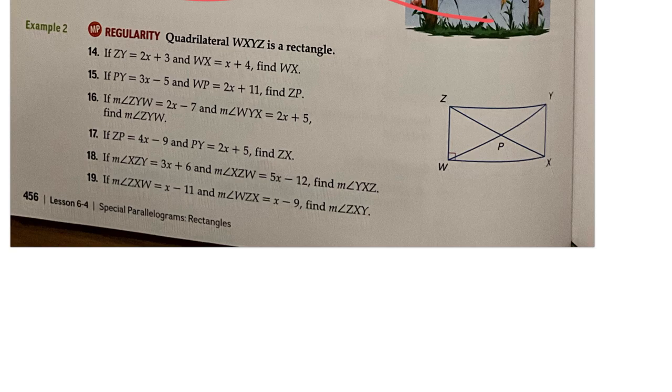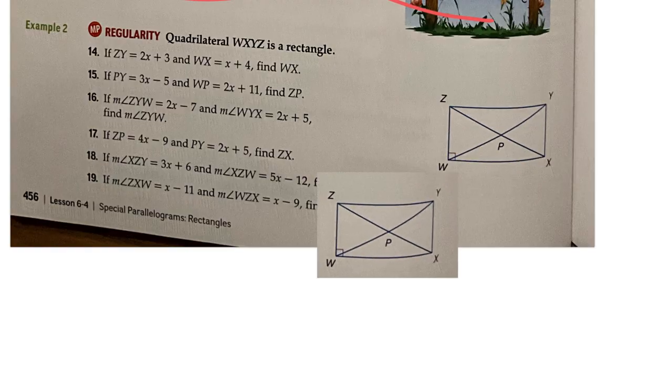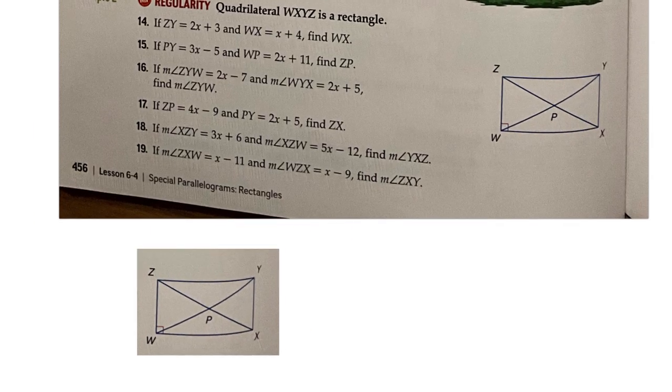Find WX. Okay, so we will take this and use it for this problem. We're looking at problem number 14. ZY equals 2x plus 3. Okay, cool. Label it. WX is x plus 4. Find WX. Well, they have to be equal, right? You would set these equal to each other, solve for x, and then for my student watching, hopefully you understand, of course, you would be plugging x back in after that, okay, to find WX.